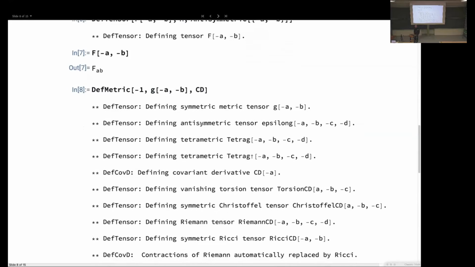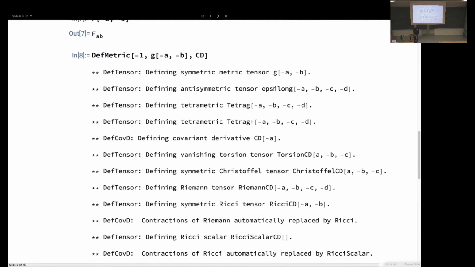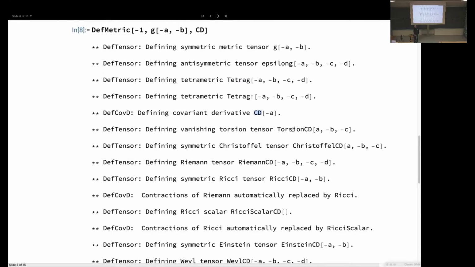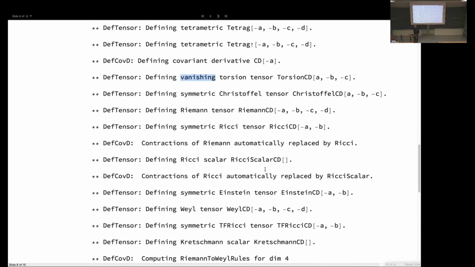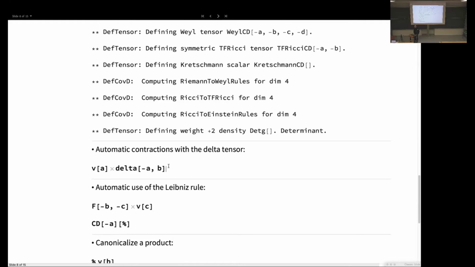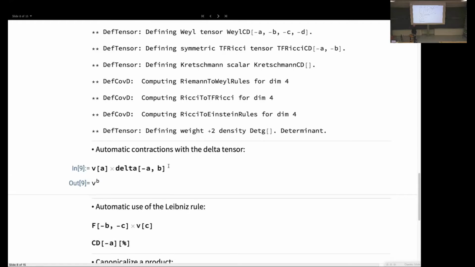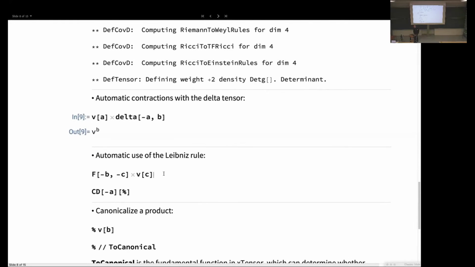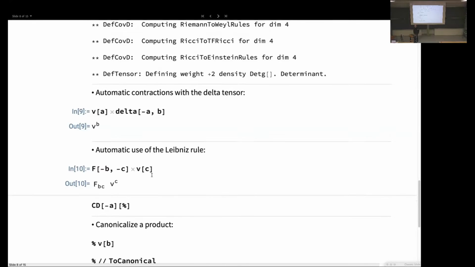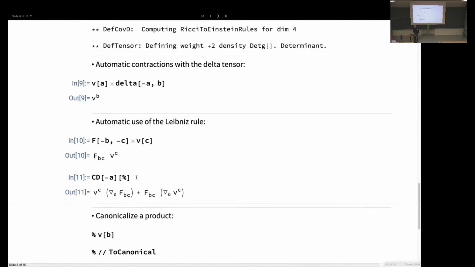So automatically with the metric, many things are defined. The volume form, something that is used with spinors, the Levi-Civita connection, of course, the torsion tensor, which is vanishing, the Christoffel, the Riemann, Ricci, which is scalar, multiple things, the Kretschmann, multiple things. Okay. So for example, if you write this product, the system knows automatically it has to contract the A indices, right? That's true. Now, for example, imagine that you have that product, the tensor F minus B minus C and VC. You can take a covariant derivative with that, so that's just using the Leibniz rule.